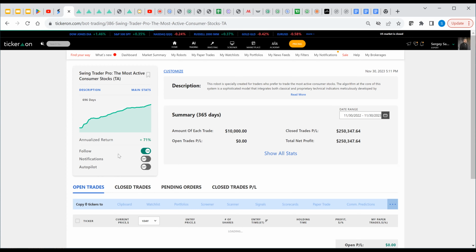So follow means I'm following this robot and going to look at it. This is for setting up notifications. Okay. And I can press it here, and that sets up notifications. What is autopilot? Autopilot is a feature where I can copy these open trades to my paper trades automatically. Okay. And that's the main feature.